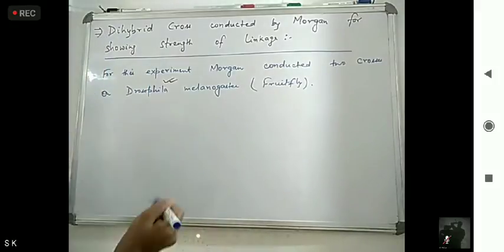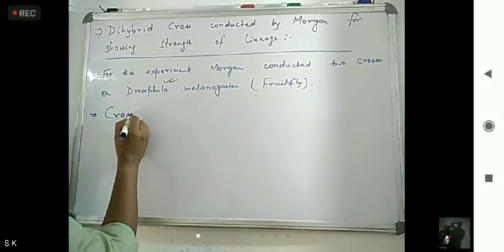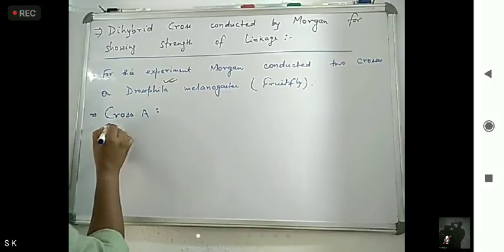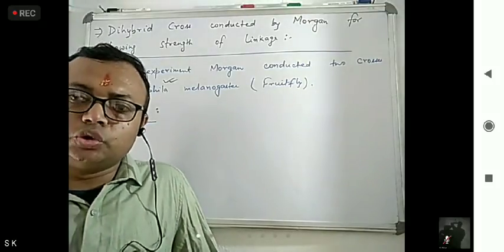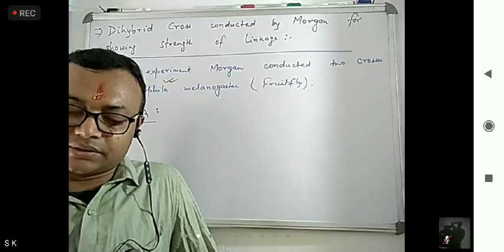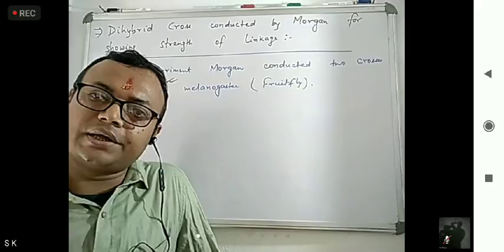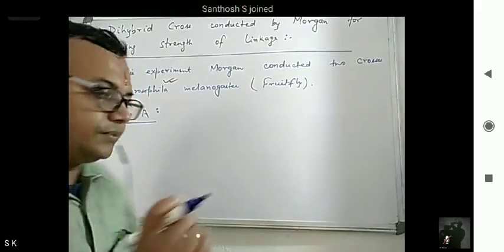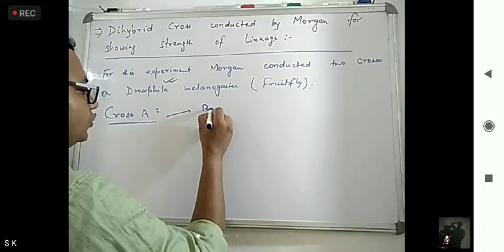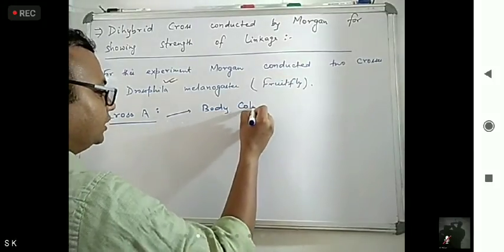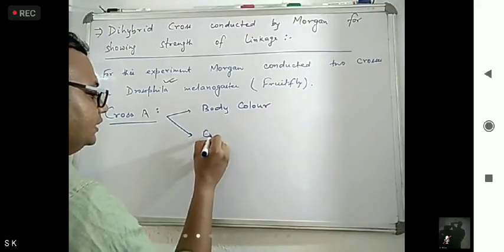Okay, now one by one we will see. First we will see cross A. Here Morgan chose two types of characters. One character he chose is eye color and one is body color. So one is body color and one he chose is eye color.